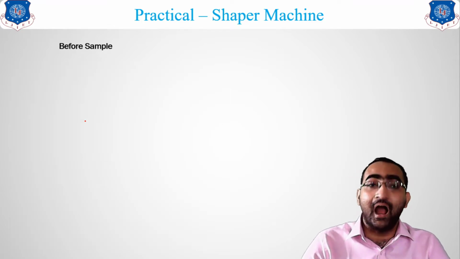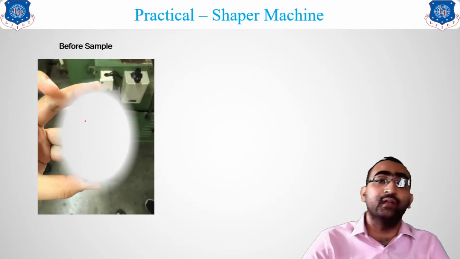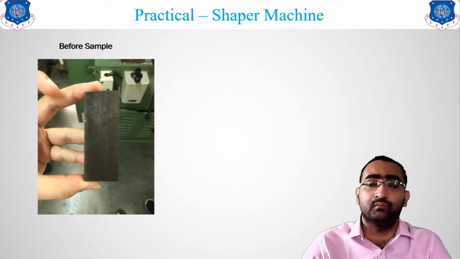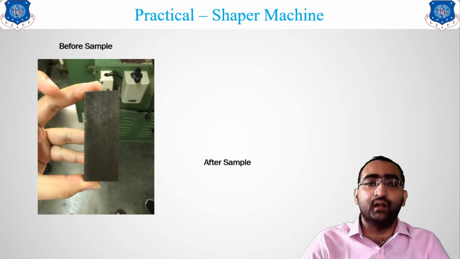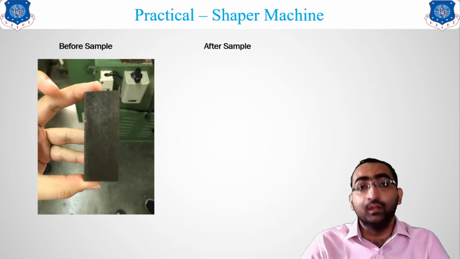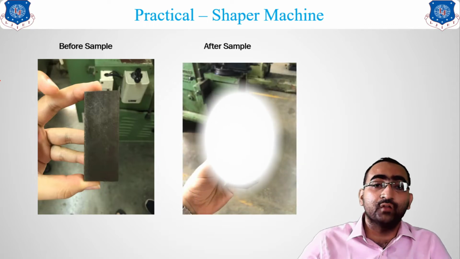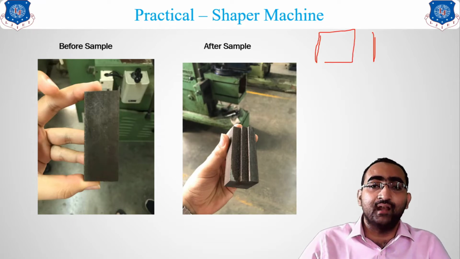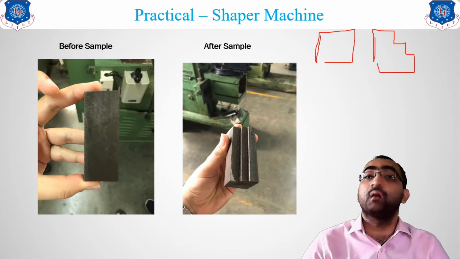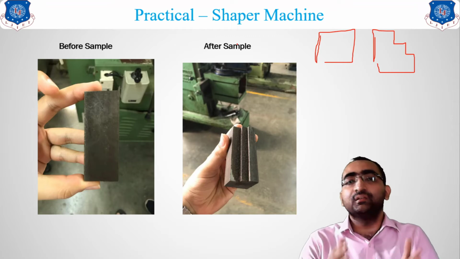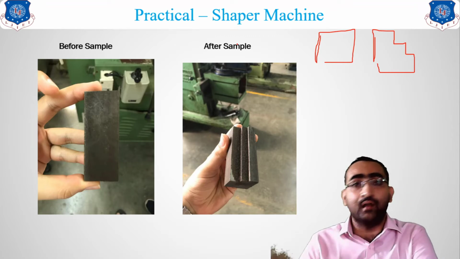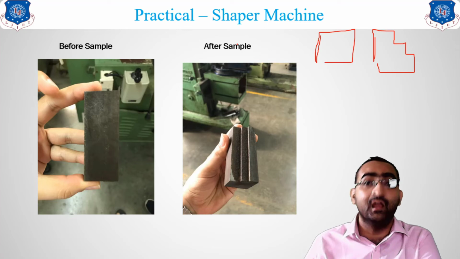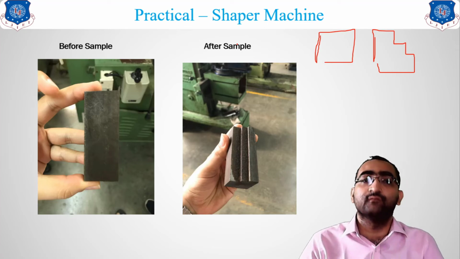And now let us see how the sample looks before going for the shaping. It is a flat thing. The flat sample we have taken, and after doing the machining operation with the help of the shaper, you can see this step type of shape which we can get. So the original sample was like this, and now you can produce these types of steps with the help of this shaper machine. So now let us see how this shaper machine works on a real machine, in a real practical.